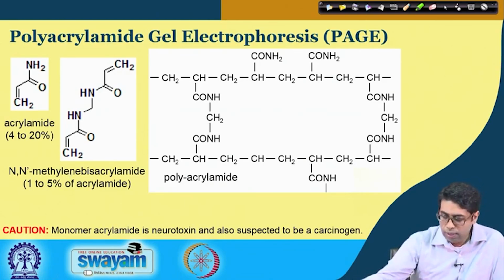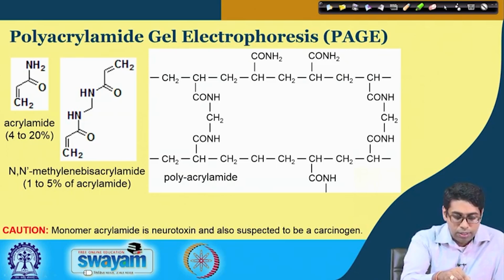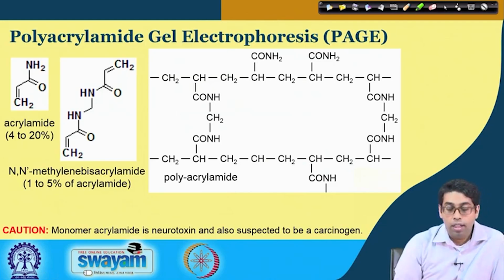And also one caution: the monomer acrylamide is a neurotoxin, and it is also suspected to be a carcinogen. So, one has to be very careful while handling the monomers. Once it polymerizes into a gel like this, it is not harmful, but the monomers are harmful. So, we have to be careful when we are handling the monomeric acrylamide solution.